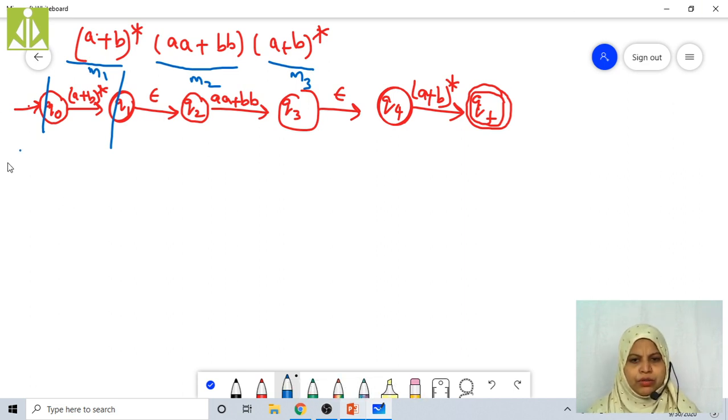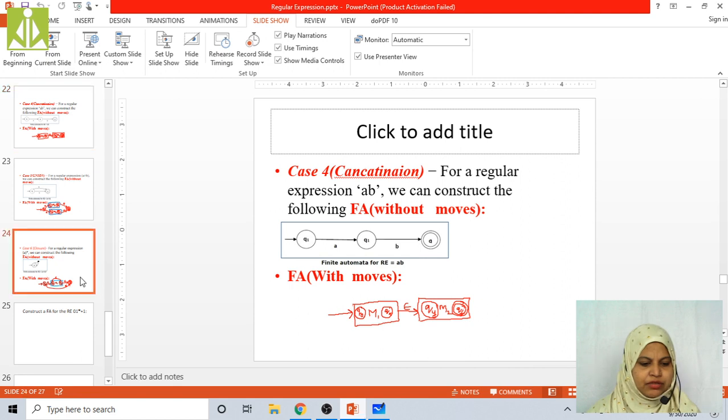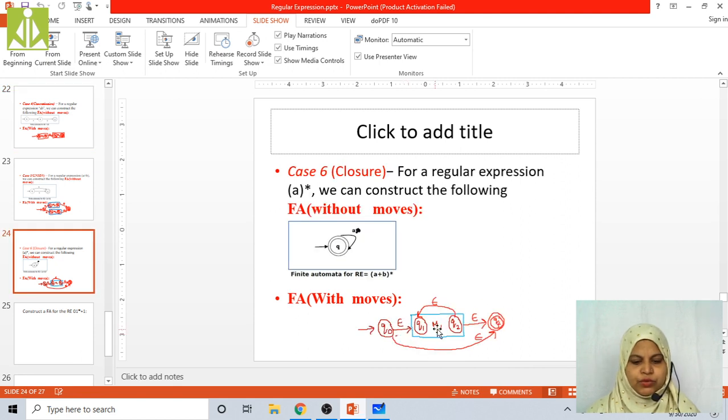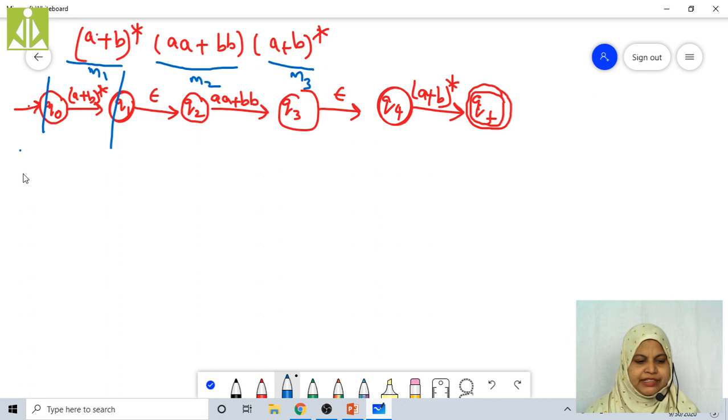This is epsilon closure, A plus B closure. Epsilon closure means, see here, Q naught, epsilon, Q1, this is M1, M1 means A plus B, then again epsilon. This is the transition diagram for epsilon closure. Now we are going to write this one.